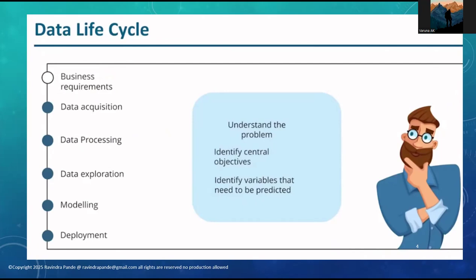So the first process is normally called data acquisition in terms of data analysis. Okay. So we are understanding the problem. We are identifying the central objective in terms of what we need to do, what we need to achieve, and identify the variables that need to be predicted, what is given to you, and what has to be created, generated as a solution for the given business, right?